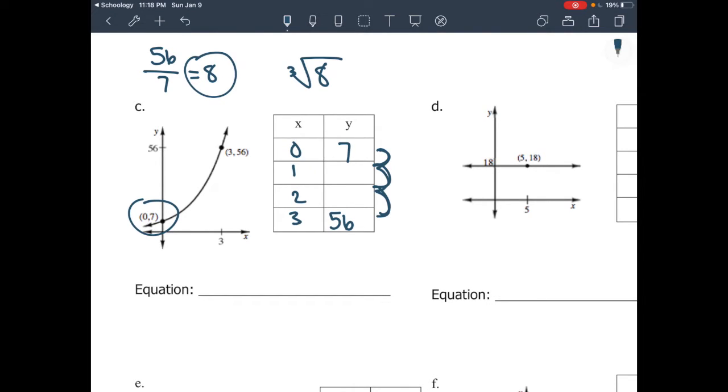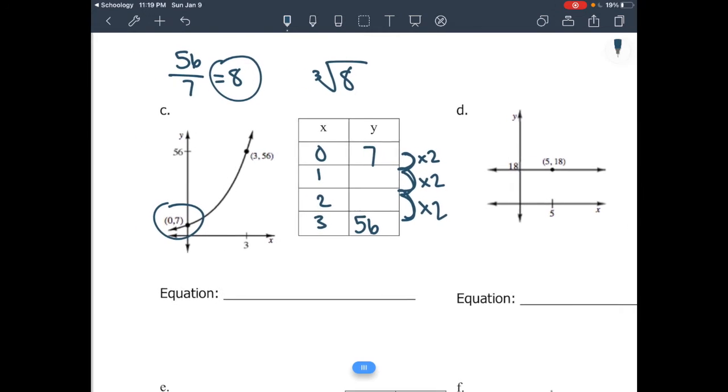So to take the third root of 8 would be 2. So I need to multiply by 2 because what happens is I get 2 times 2 times 2 is 8, and that's how much it jumped.